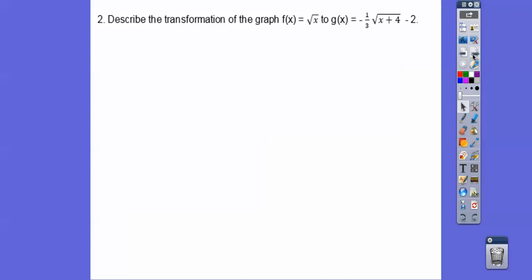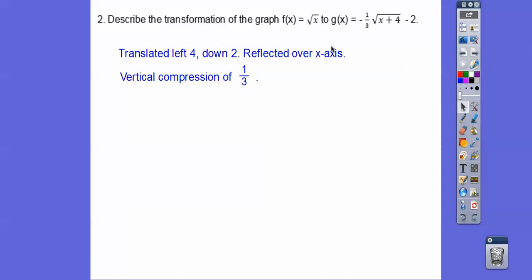All right, so describe the transformation. Okay, so if our parent graph is f of x equals the square root of x, then what is negative 1/3 times the square root of x plus 4? Okay, so this plus 4 means go to the left 4 and then down 2 right there. This negative means reflected over the x-axis and then a vertical compression of 1/3.